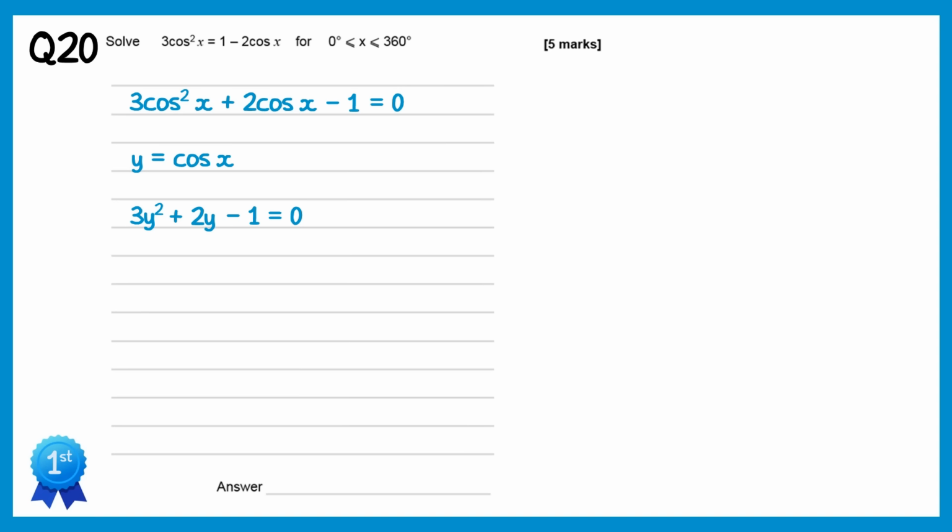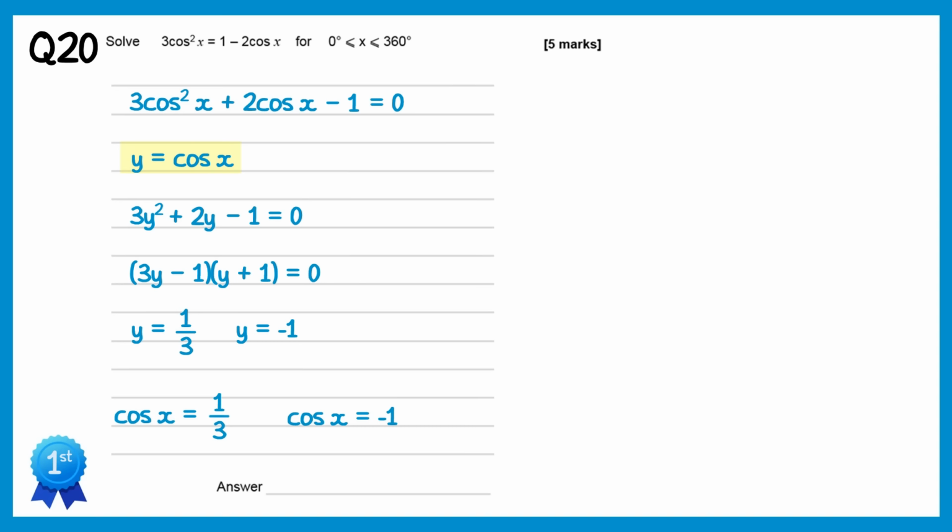You can factorise this quadratic. It's 3y take 1 and y plus 1. This gives you 2 solutions, so y equals 1/3 and y equals negative 1. But remember, y equals cos x. So instead of y equals, we can write cos x equals. So cos x equals 1/3 and cos x equals negative 1. We just need to solve these, and then we've solved the equation.